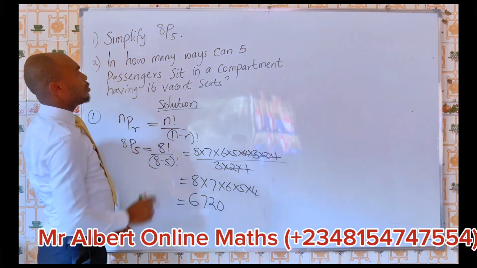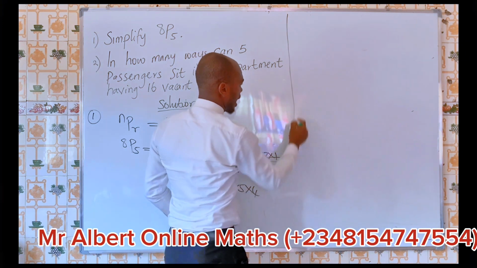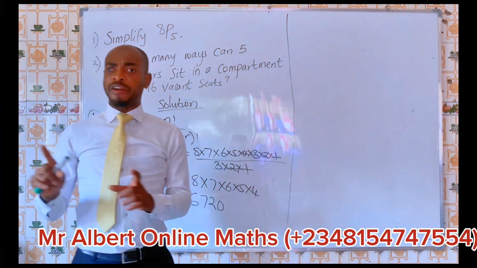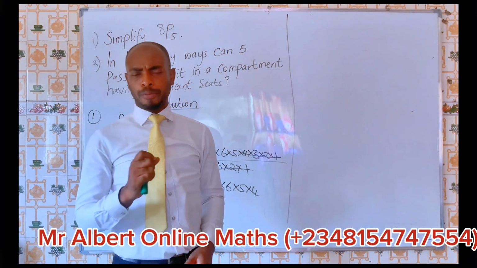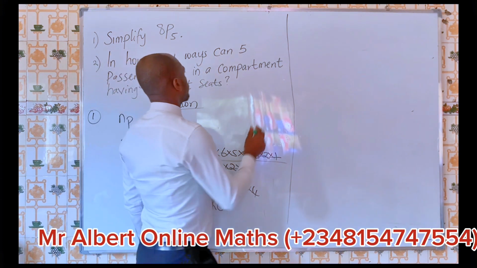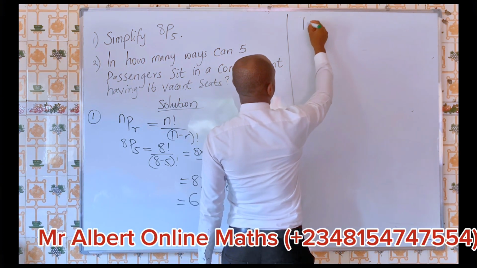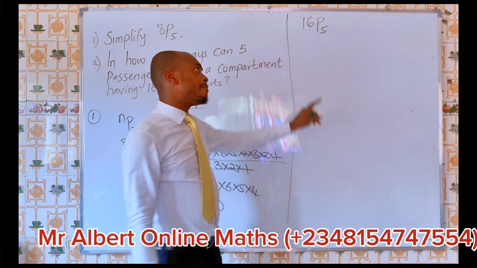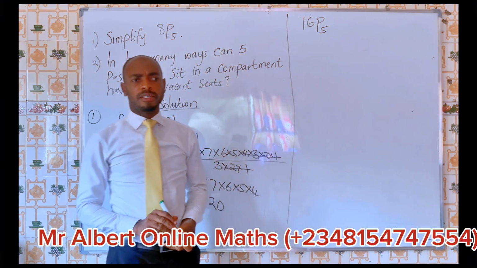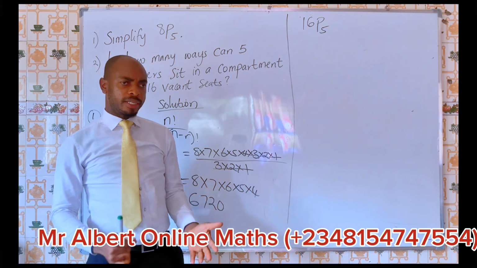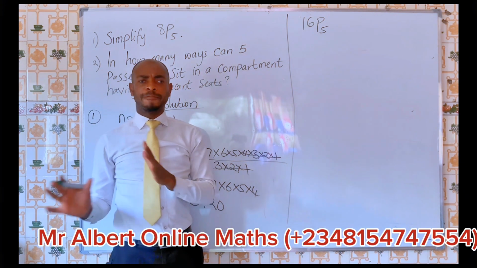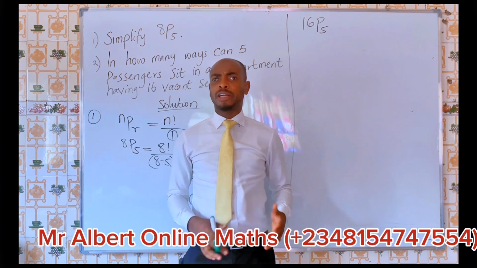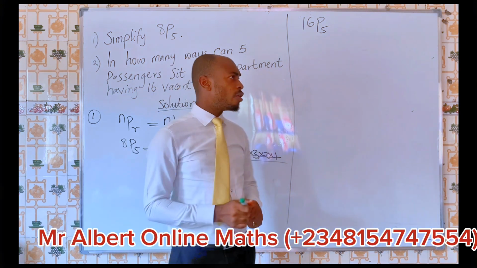Now, question number 2. We want to find the number of ways. I earlier said that permutation tells us the number of ways of arranging things. In fact, in simple English, permutation is arrangement. So what we are expected to find is 16 permutation 5. You have 5 passengers and 16 vacant seats, and you want to know how many ways you can arrange this. You can decide to arrange the first 5 passengers to occupy the first 5 seats. You can decide to take any other. You want to know the total number of ways.